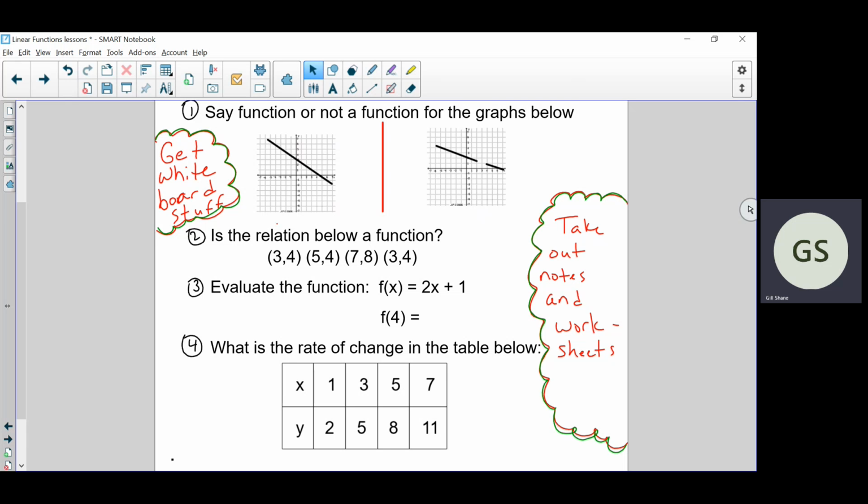We could graph this, just like we graphed y equals mx plus b. We could graph f of x equals 2x plus 1. It's the same thing. The slope is still the 2. The y-intercept is still the 1. There's no difference other than the fact that f of x saves us time.